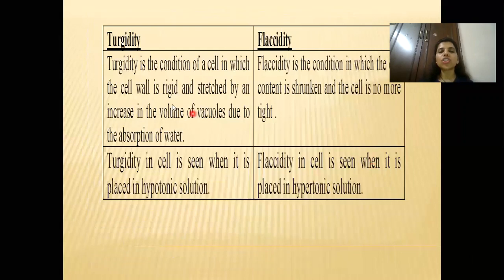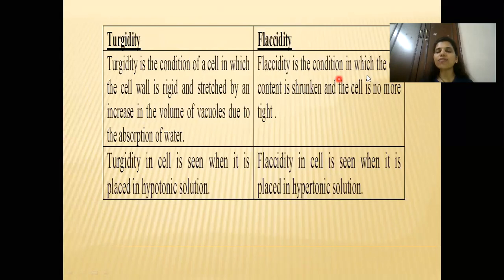So turgidity, when you're writing, is the condition of a cell in which the cell wall is rigid, very tight, and stretched by an increase in the volume of vacuoles due to absorption of water. So water is absorbed and that's why it has become tight. So this particular condition is known as turgidity. And turgidity is seen when the cell is placed in the hypotonic solution.